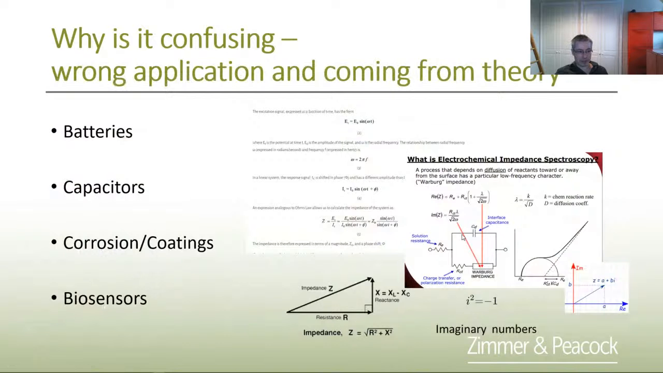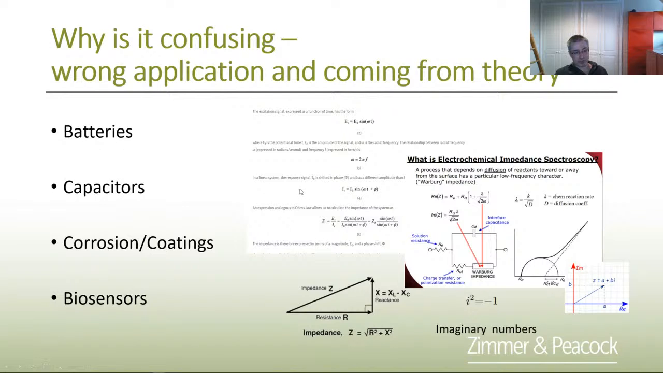Why is impedance spectroscopy confusing to so many people? If you're interested in biosensing, you've got to be very careful, because a lot of impedance spectroscopy is taught from the perspective of people who are making batteries. So companies like Tesla are very interested in the impedance spectroscopy of batteries. There are many companies out there making capacitors. There are many people in the world very interested in corrosion and coatings. And then there are people, like ZP and like yourselves, who are interested in biosensing.